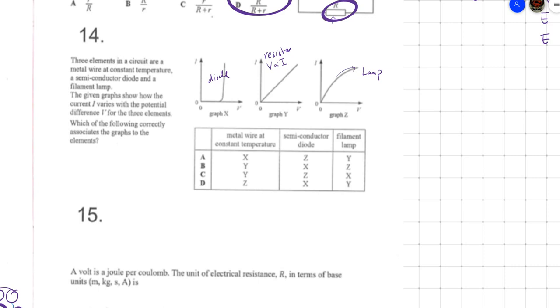So for 14 we have metal at constant temperature. That's a resistor normally, so that's going to be Y. We've got the diode, which is X. We've got the lamp, which is Z. So the answer is going to be B for 14.